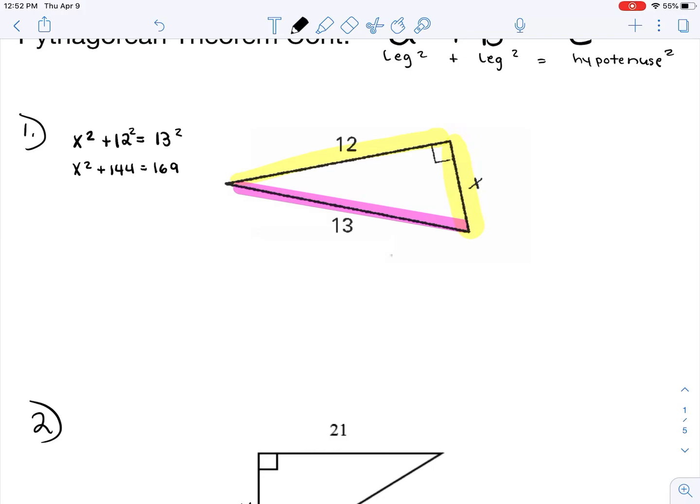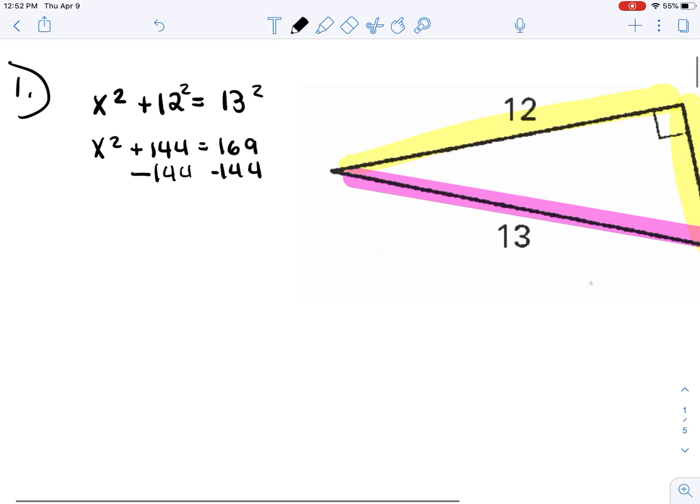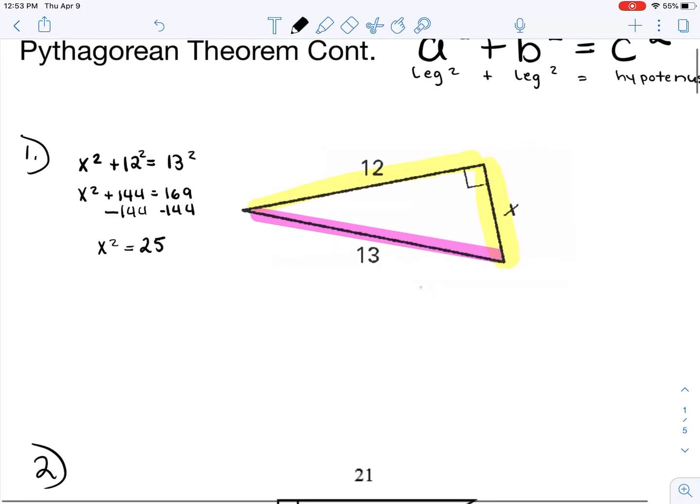Now, when you find a hypotenuse, all you have to do is add the two numbers that are over here. But now that we're finding a leg, we have to subtract. We're going to subtract 144 from both sides, and we end up with x squared equals 25. But we're not interested in what x squared is. We're interested in x. So we must take the square root of both sides. X equals 5.